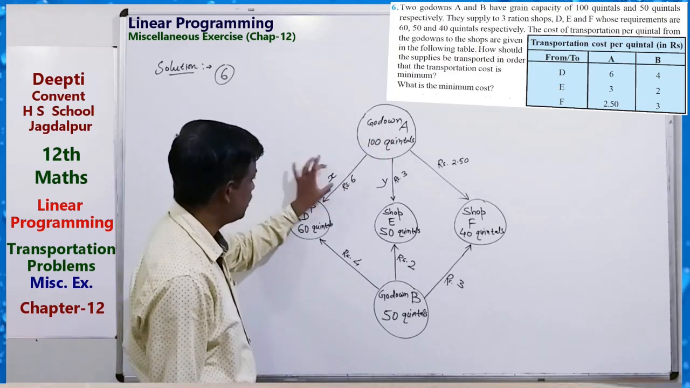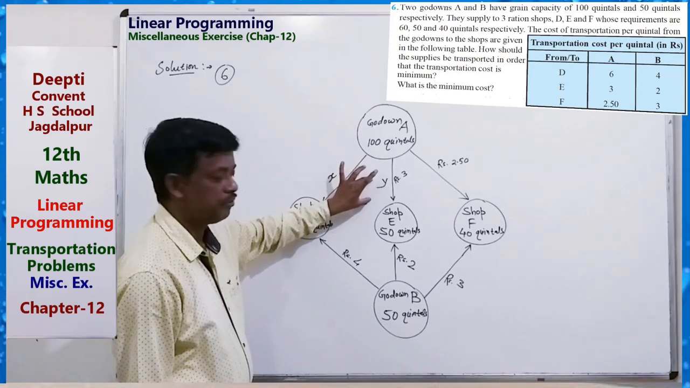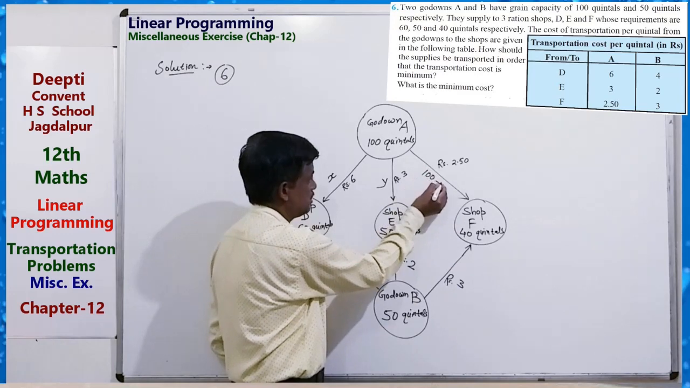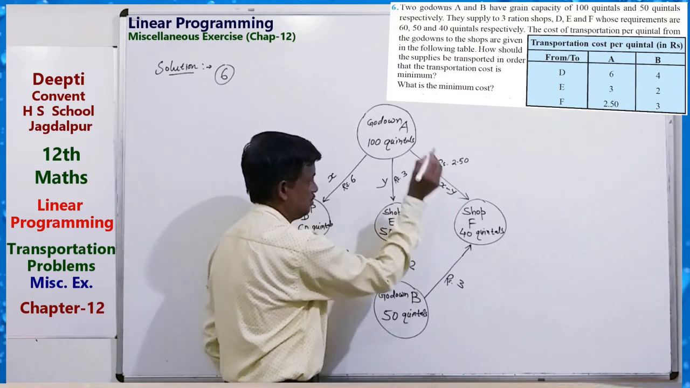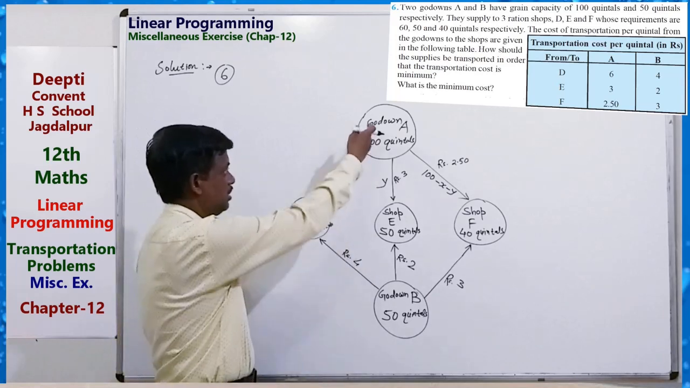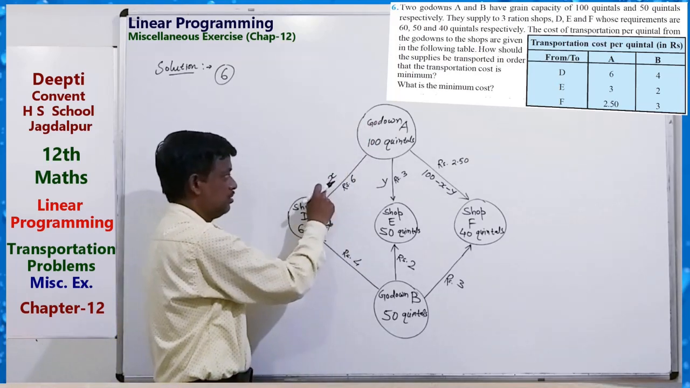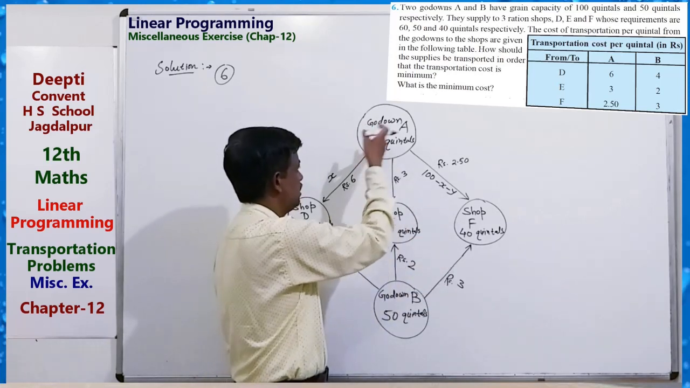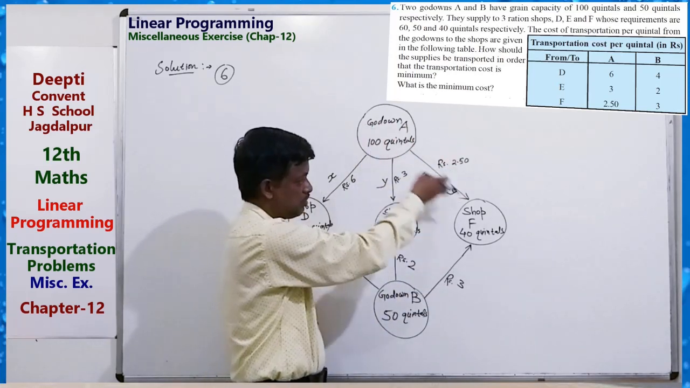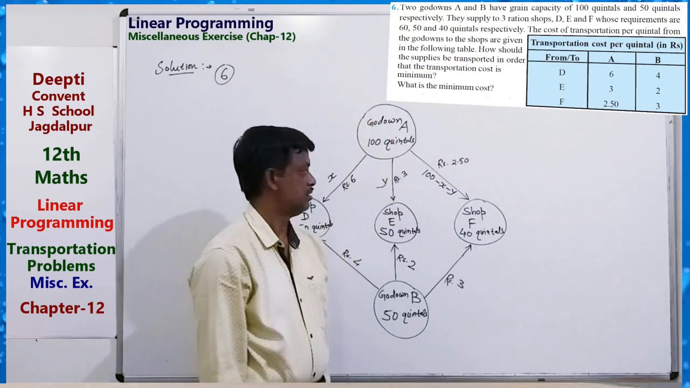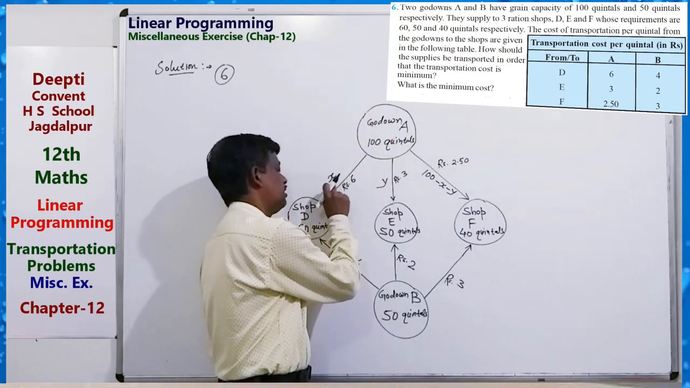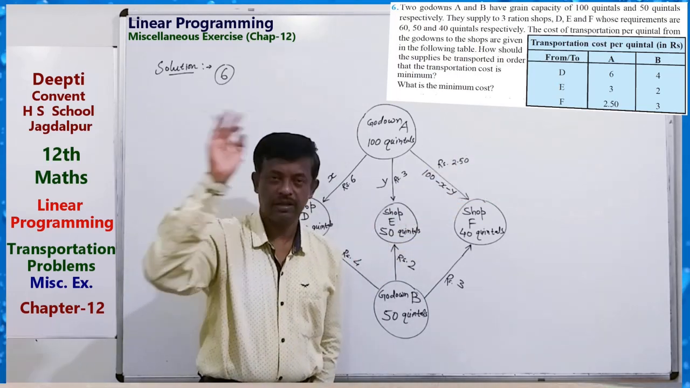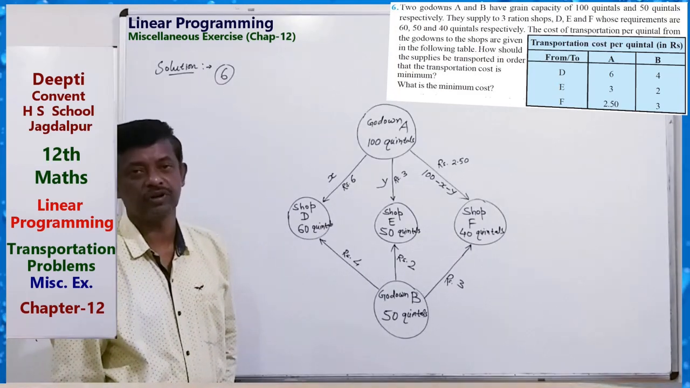So X quintal and Y quintal for this and this. So the remaining are for F: 100 minus X minus Y, because the total is 100. So X quintal here, Y quintal here are supplied, and the remaining 100 minus X minus Y quintal is supplied to F. So these are the supplies from godown A to D, E and F.